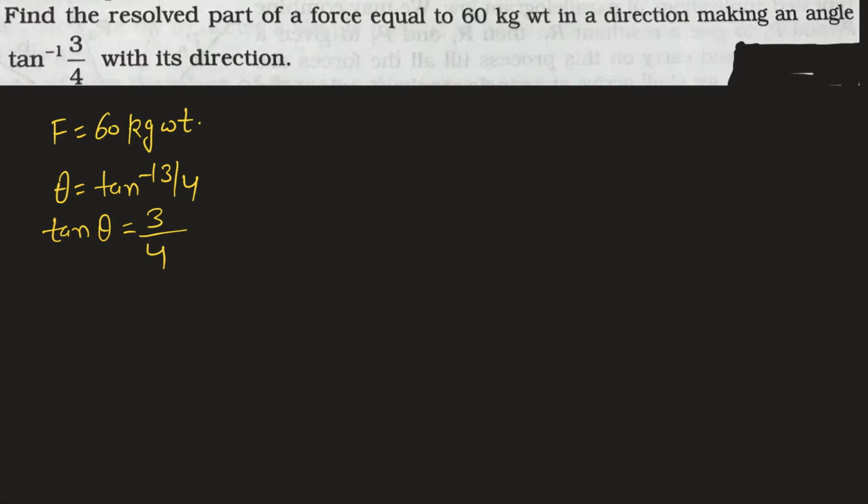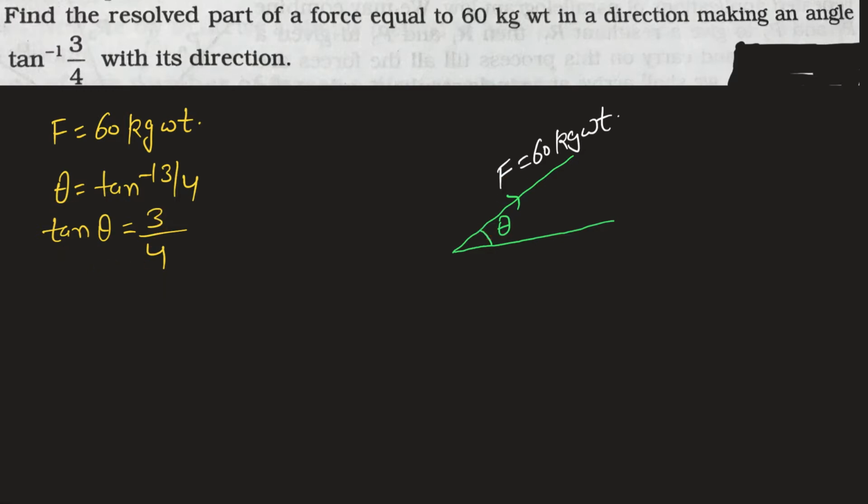Let us take this as the direction, say R, and with this direction it is making an angle theta. So we can also represent this R as F, because it is given in the question. So this R is represented as F, equal to 60 kilogram weight. We have to find the resolved part of this force in a direction making an angle tan inverse 3 by 4. So tan theta is 3 by 4.